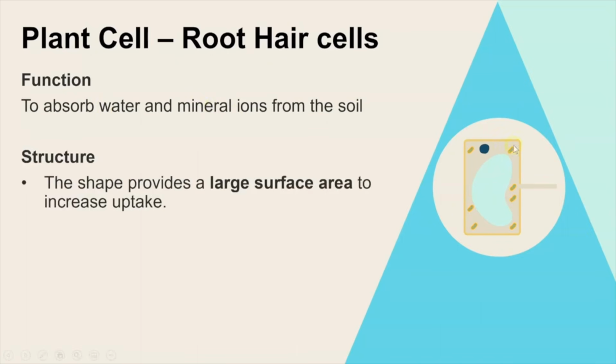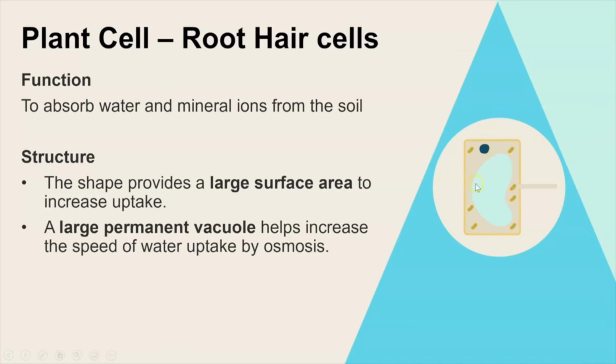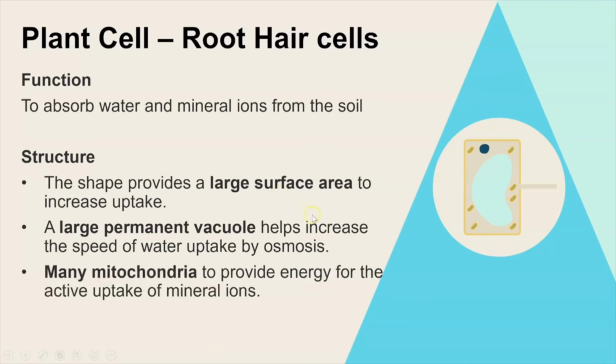The adaptations then are, first of all, this shape. It's called a root hair cell because of that protruding structure that looks a bit like a hair, and that provides a large surface area for active transport and osmosis. There is this large permanent vacuole as well, and that helps to increase the speed of water uptake by osmosis. Lastly, it contains lots of mitochondria, and that is to provide energy for active transport to uptake those mineral ions.